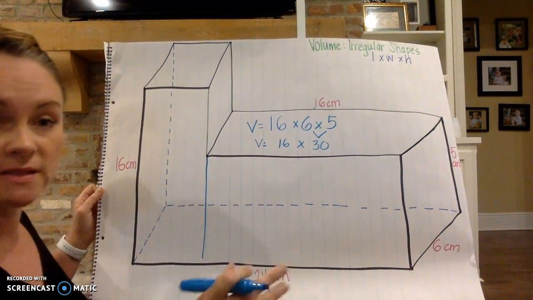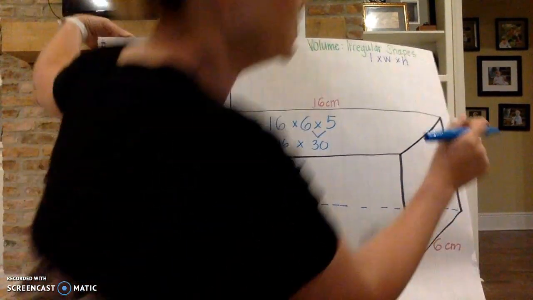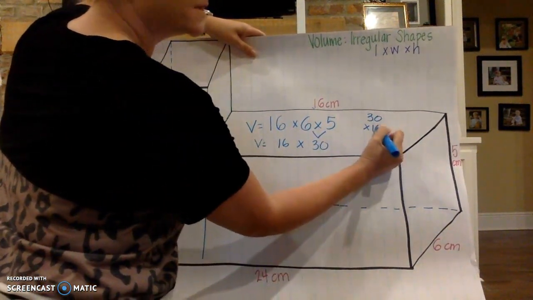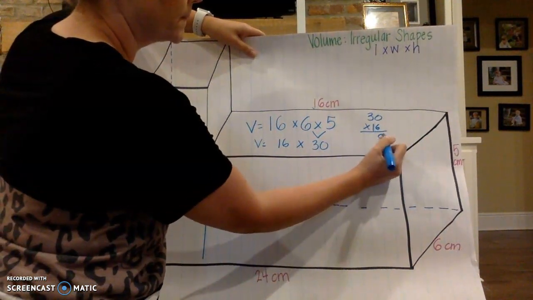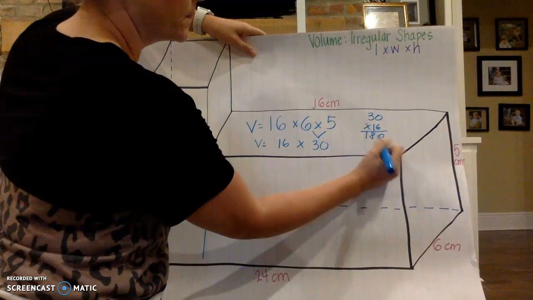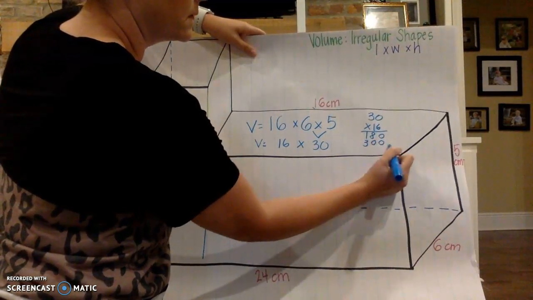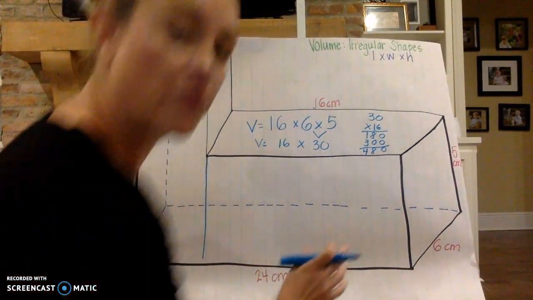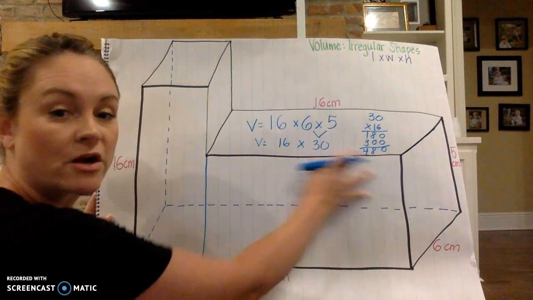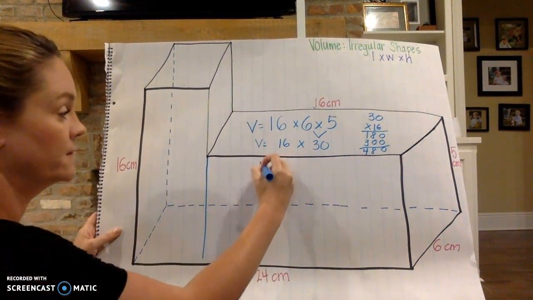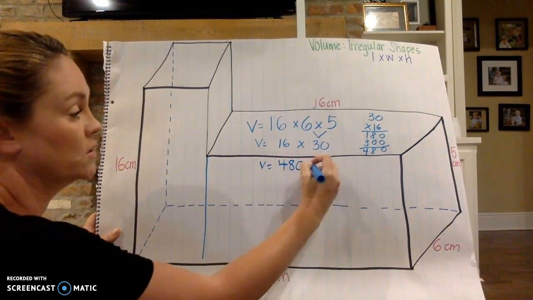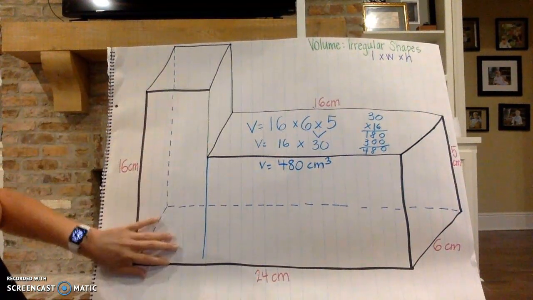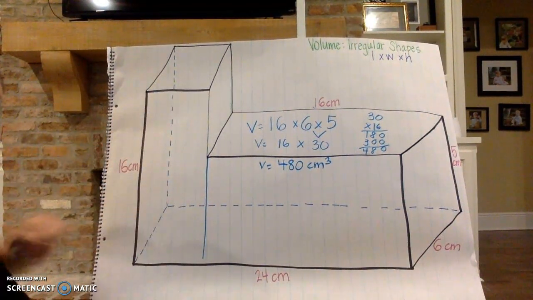Okay, so you can pause it to figure it out, or stay with me if you're still a little confused, okay? So I know 30 times 16 is 480. So the volume of the larger of this right here is 480, and that's going to be cubic centimeters. Okay, now I still have to find the volume of this rectangular prism.